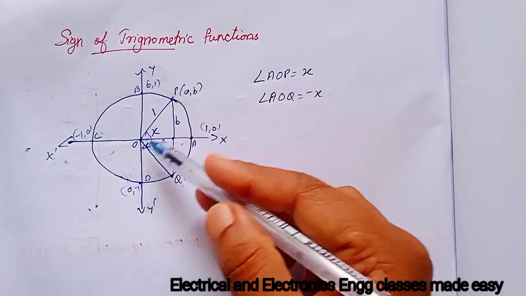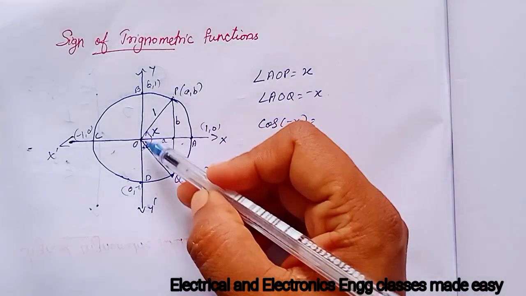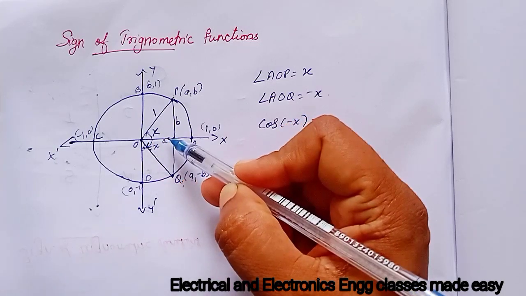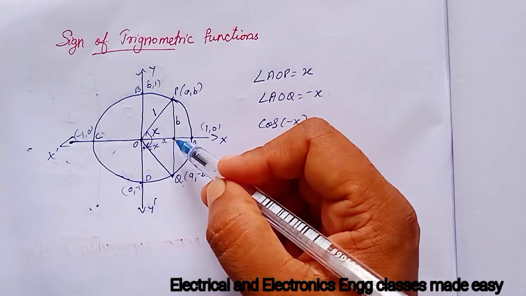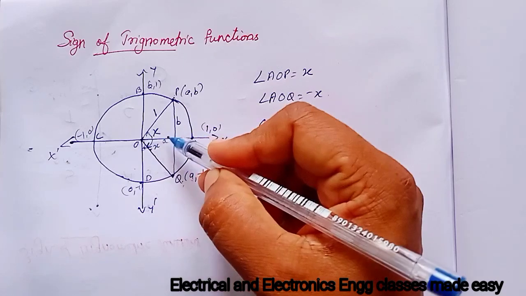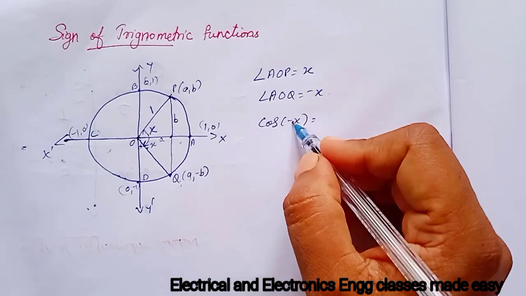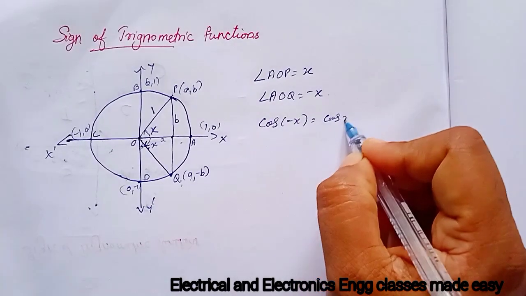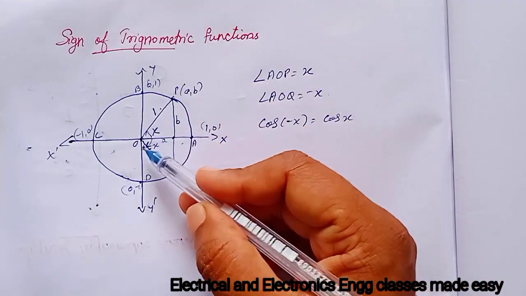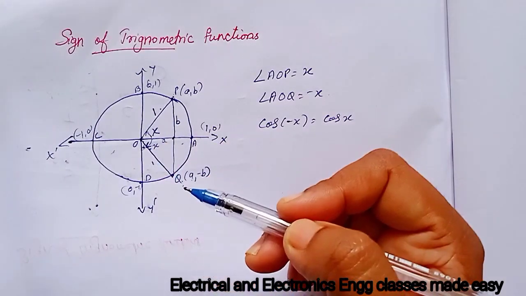So here we can write cos(minus x). Cos(minus x) will be adjacent side divided by hypotenuse, which is equal to cos x, that is, cos x is also adjacent side divided by hypotenuse. So cos of minus x is equal to cos x. Here cos x is a divided by 1, and here also cos(minus x) is a divided by 1.